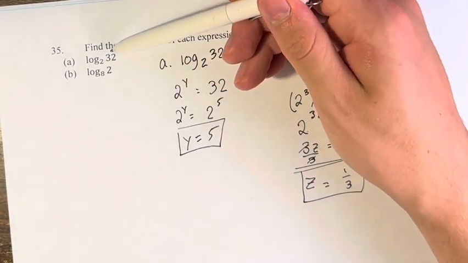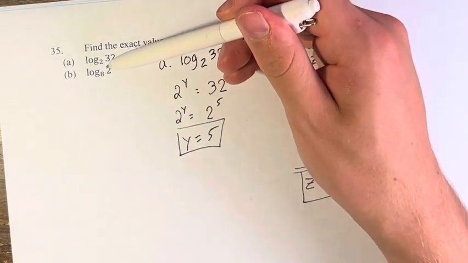So therefore, log base 2 of 32 is equal to 5, and log base 8 of 2 is equal to 1/3.